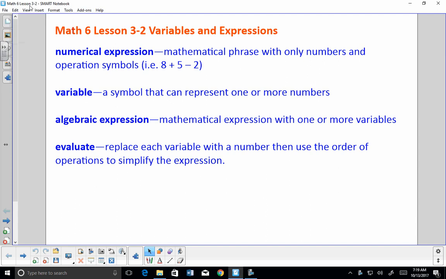This is Math 6, Lesson 3-2, Variables and Expressions. A numerical expression is a mathematical phrase with only numbers and operation symbols.